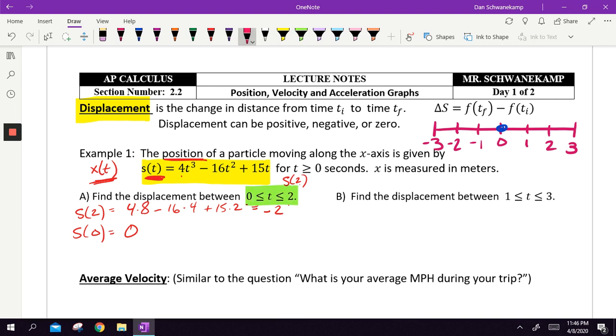So we're going to take our ending position. So that would be the -2 because I stopped at 2. Because time, we go from 0 to 2. -2 minus 0, my displacement is -2.